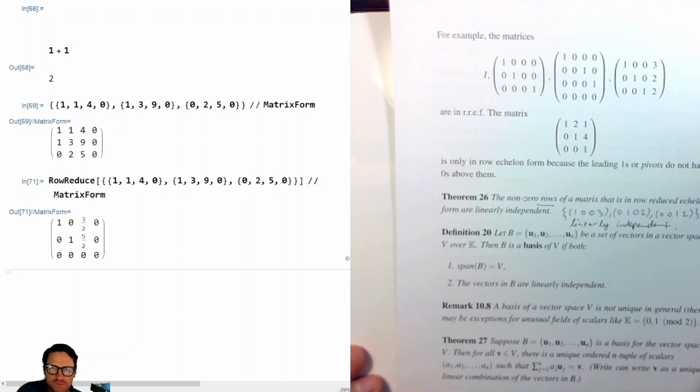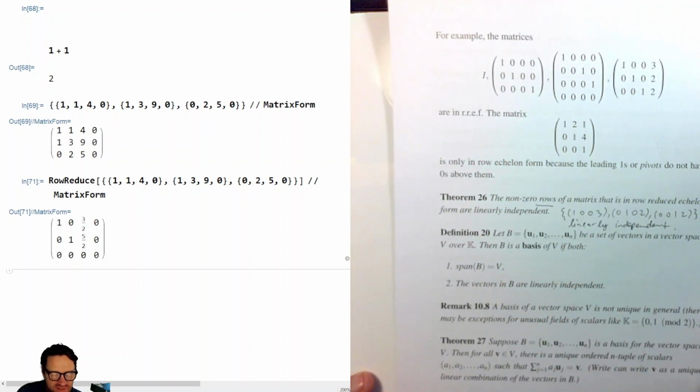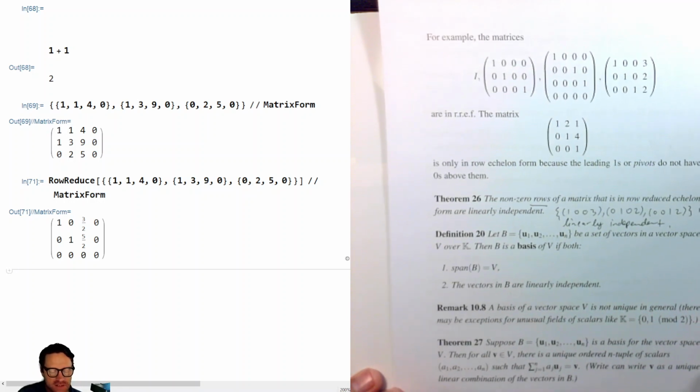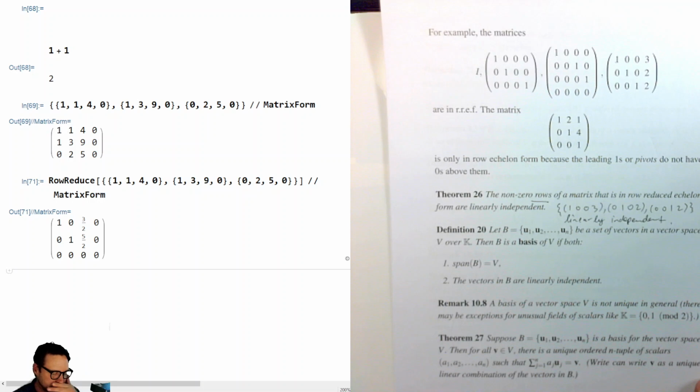So taking the row reduced echelon form of a matrix is a good way to get a set of vectors that are linearly independent. You just throw away the rows of zeros and what remains, if it's in row reduced echelon form, is a set of linearly independent vectors.